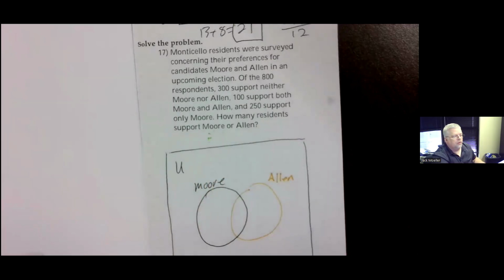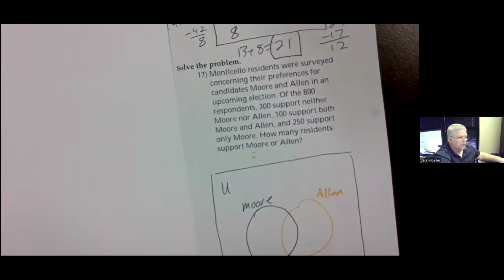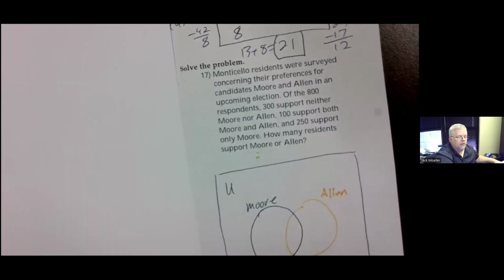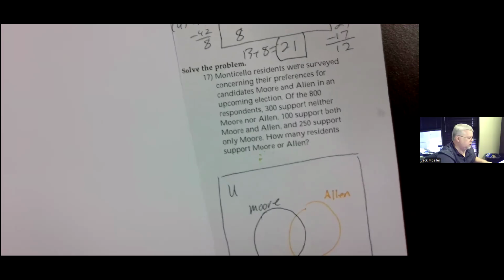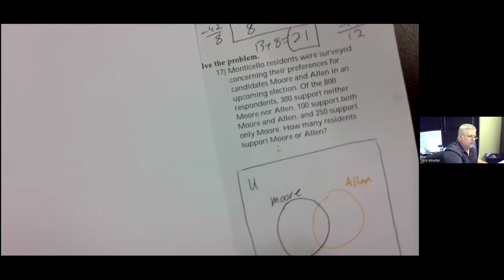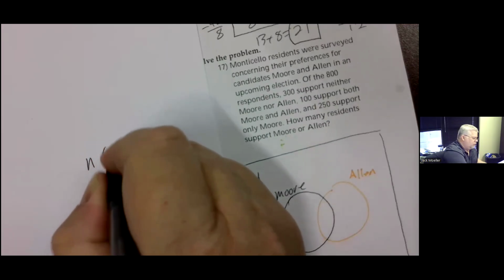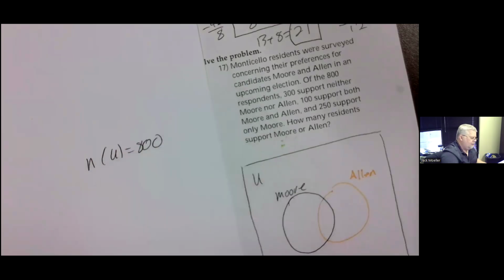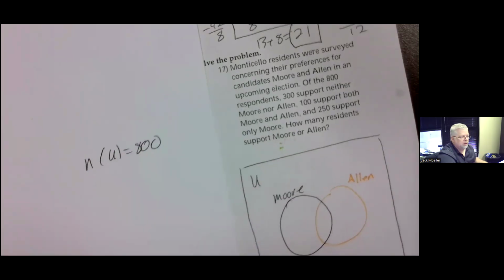Okay, so let's write out our numbers. So we have 800 respondents. So that 800 is the total. That would be the number of our universe. And so the entire box has to add up to 800.